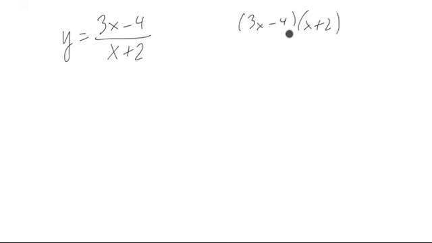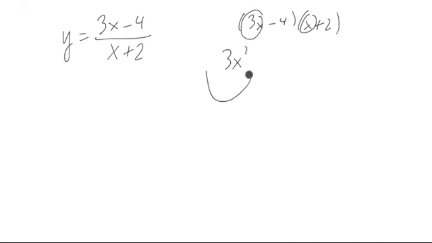Let's take a look at graphing a rational function. Suppose we have y is equal to (3x - 4) over (x + 2). How would we do this? Well, first of all, we can write it as (3x - 4)(x + 2), and we think leading terms: multiply them together to get the final leading term.